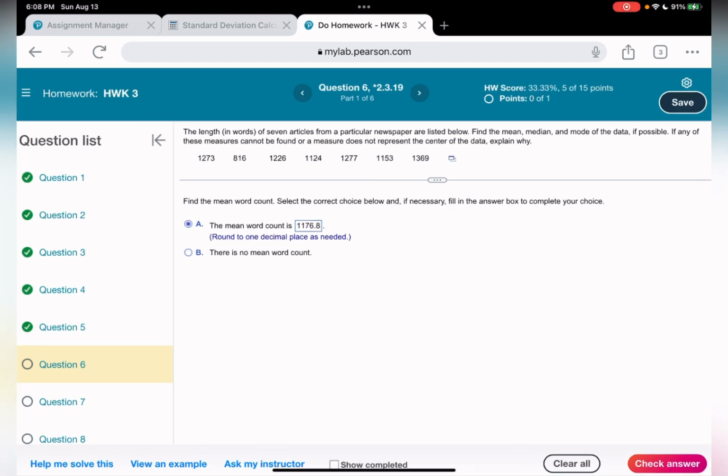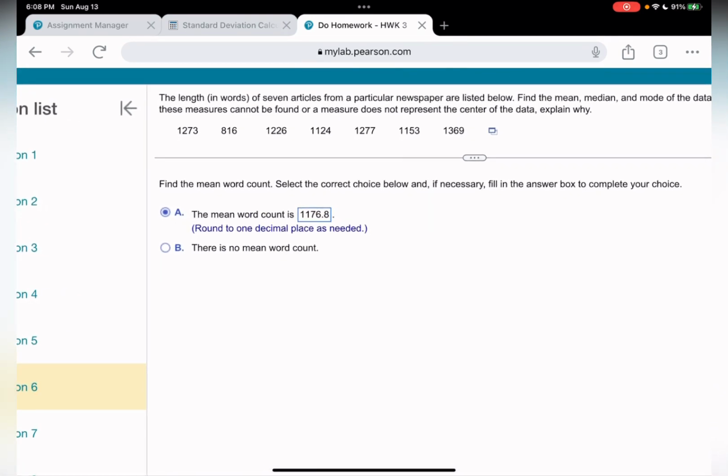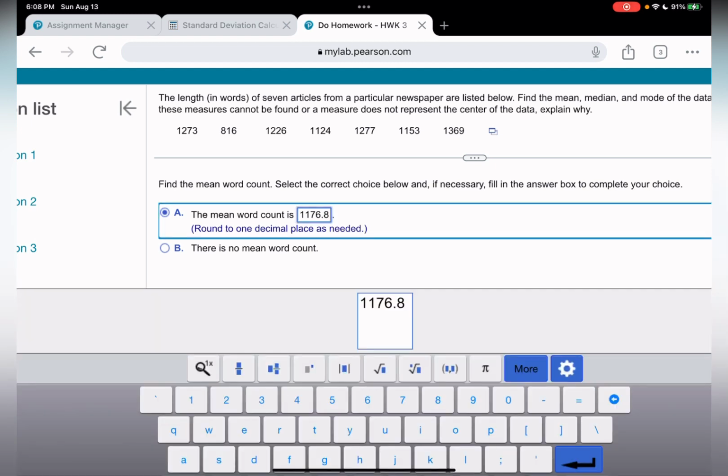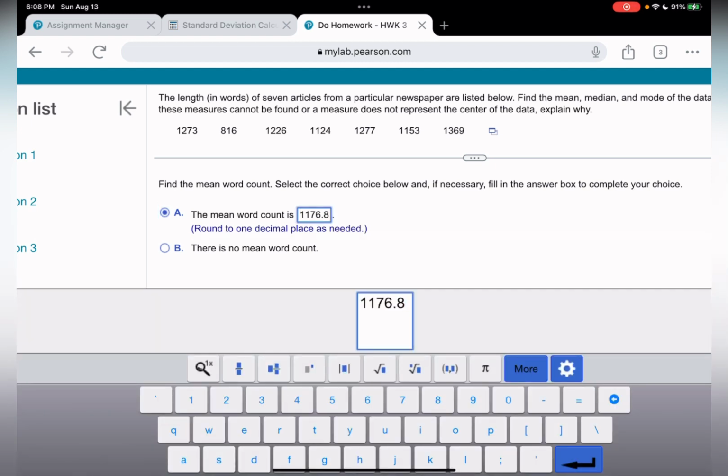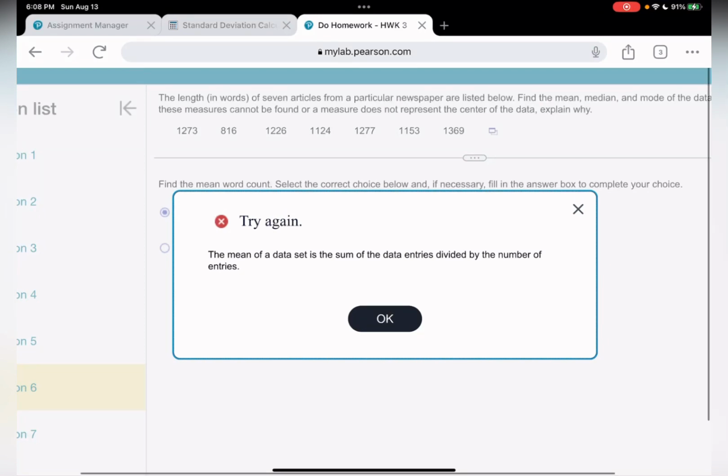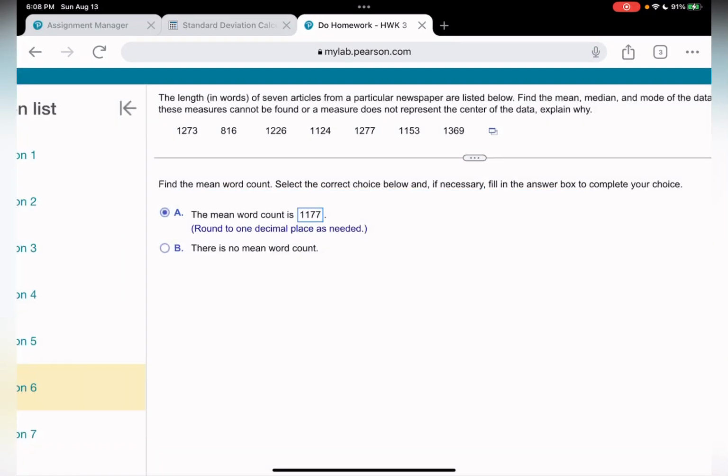Okay, let me see. 76. Sometimes it's possible. Let me put 7, round to 7. Sometimes they ask to round, but they themselves don't round. Okay. Then maybe the math is incorrect. Let me do it again.